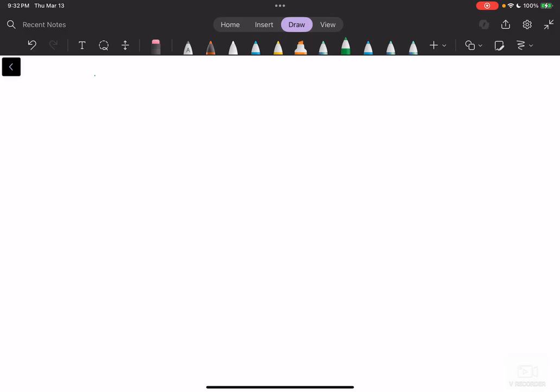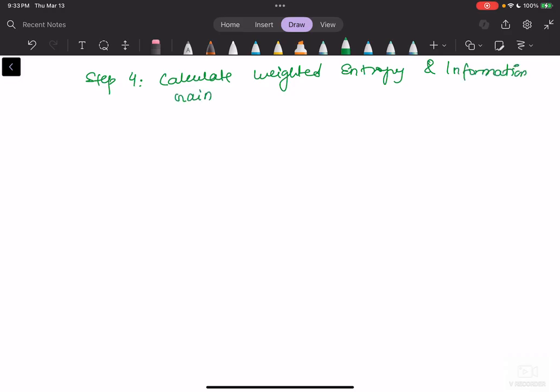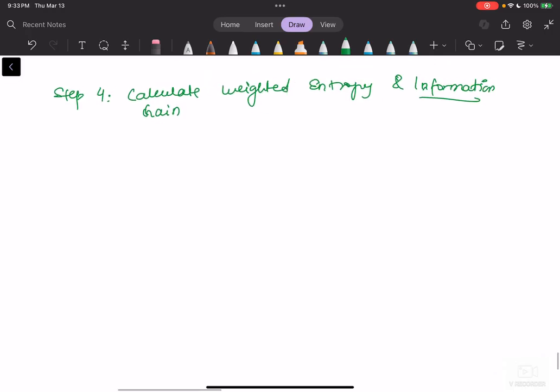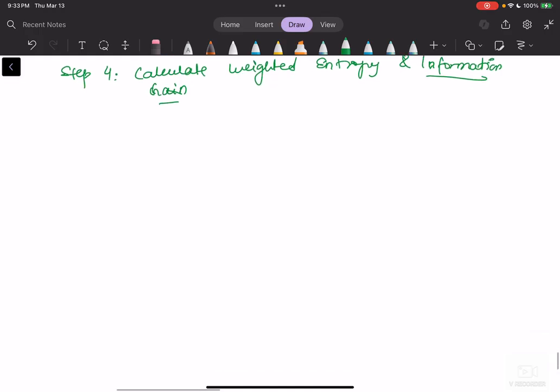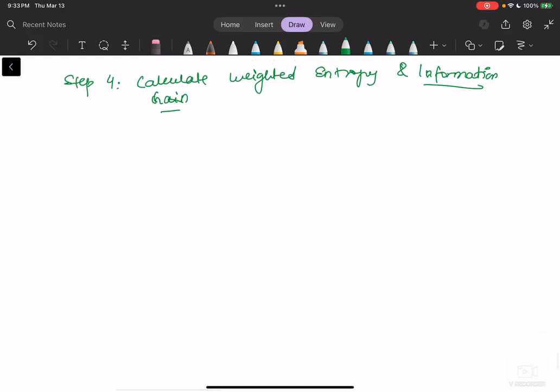Now step 4 is to calculate weighted entropy and information gain. We talked about information gain in the previous video, so I'm going to recap what we discussed. Feel free to watch the last video if you want to go deeper, but I'm going to briefly mention what it is here, and why we're calculating weighted entropy and looking at the information gain.